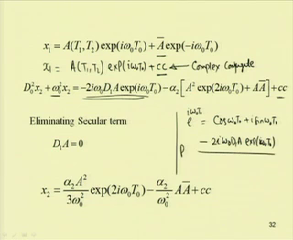The particular integral of this part will be 1 by D 0 square plus omega 0 square, and in this case for D 0 we have to substitute i omega 0. So D 0 square is equal to minus omega 0 square, and minus omega 0 square plus omega 0 square is equal to 0. So the particular integral tends to infinity as D 0 is substituted by i omega 0. So this is a secular term, and one must eliminate it to have a bounded solution.